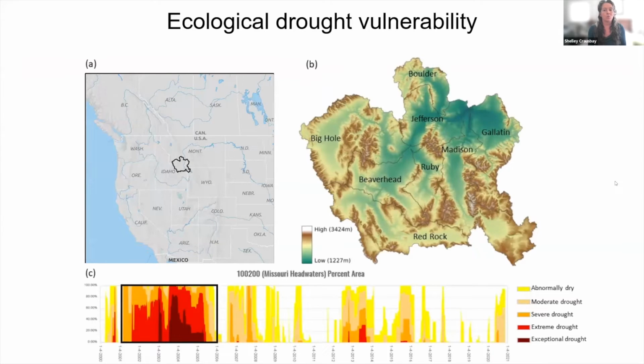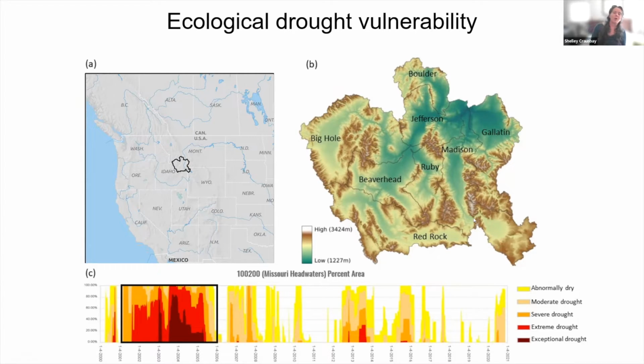I want to go through just one case study example to show you how I did this for an ecological drought in the southwestern corner of Montana. What we really wanted to do was focus on a very severe drought that happened in the past, in the early 2000s. There was severe drought for about 6 years in this area.